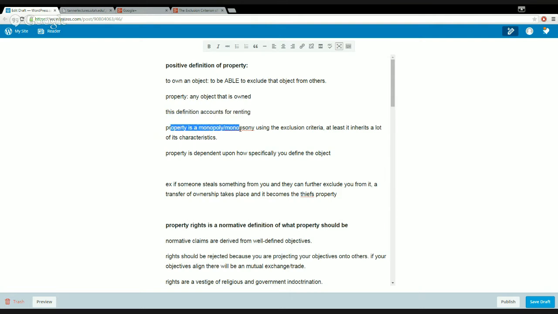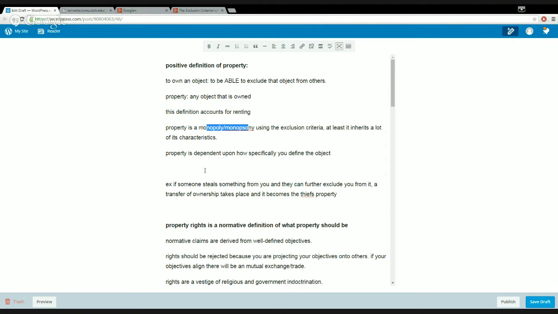Okay, so property is a monopoly or a monopsony using the exclusion criteria, right? In order to exclude others, it's like you're the sole user. I'm not sure if there's any Greek root word in etymology I can use, mono user, right? So given that you can have sole access to that object, it makes it your property. In a way, it's like a monopoly or monopsony, and it inherits a lot of the characteristics of a monopoly. I'll get into this later, because property is dependent on how specifically you define the object. It's the same for a monopoly and monopsony, right?